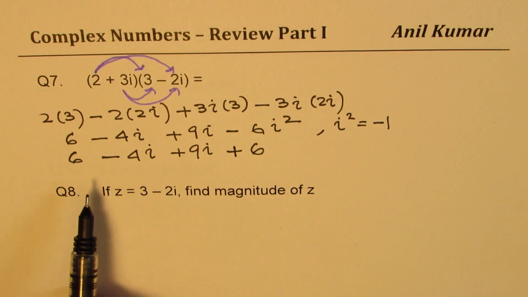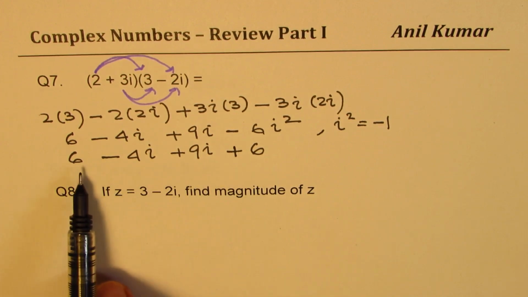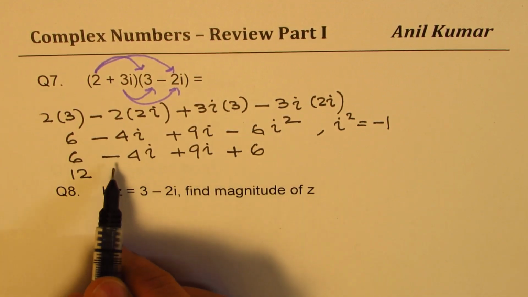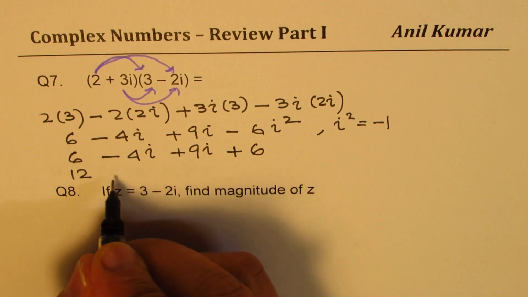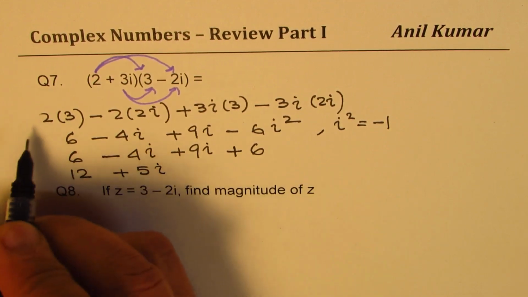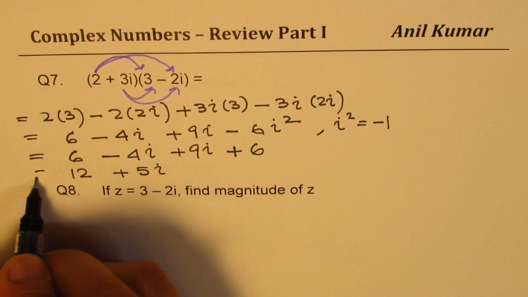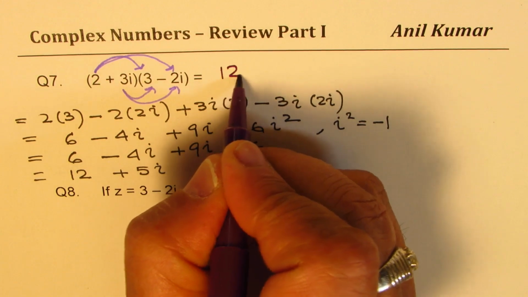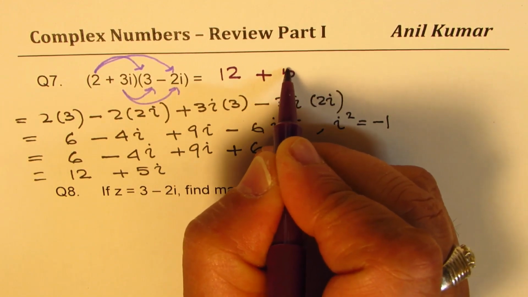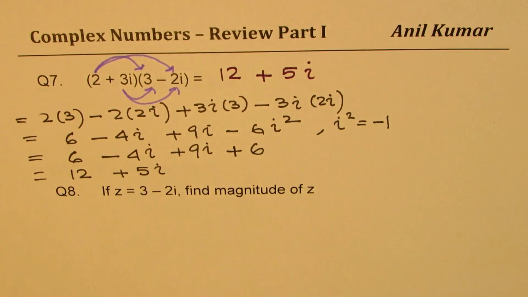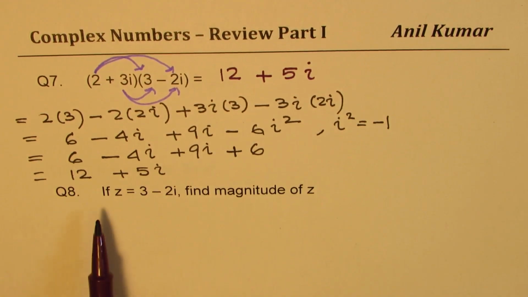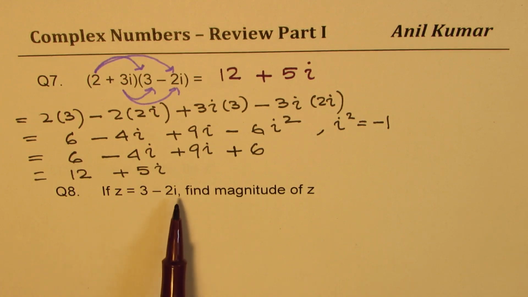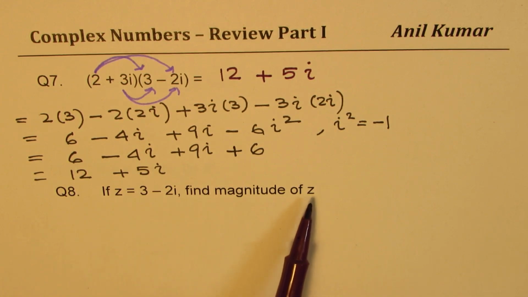And now we can combine the like terms. So the like terms are the real and the imaginary parts. 6 plus 6 is 12. And minus 4i plus 9i is 5i. So that is how you could actually multiply the complex numbers. So we get our result as 12 plus 5i. Correct? So that is how you do it. Now let's do this part, question number 8, which is if z equals 3 minus 2i, find the magnitude of z, right?